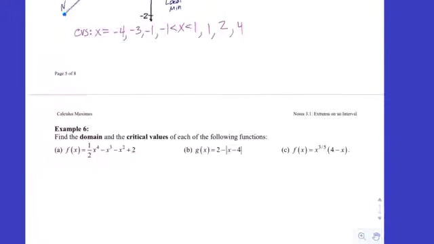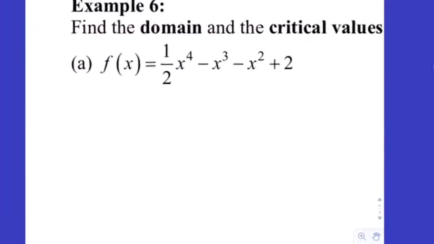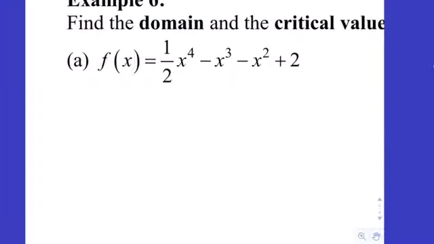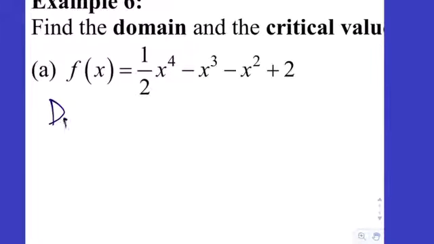All right, example 6. Find the domain and the critical values of each of the functions. So now we're going to be using equations instead of graphs. Find the domain. What's the domain of this function? All real numbers. It's kind of good to find the domain. So I know that this graph is defined everywhere. So how am I going to set out to find the critical values then? Critical value is where the derivative is either 0 or undefined. So I guess I'm going to need the derivative, huh?